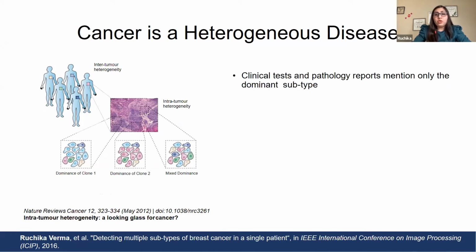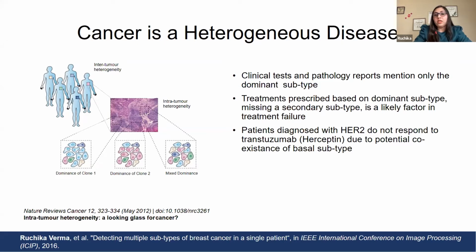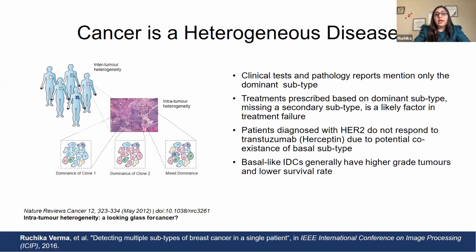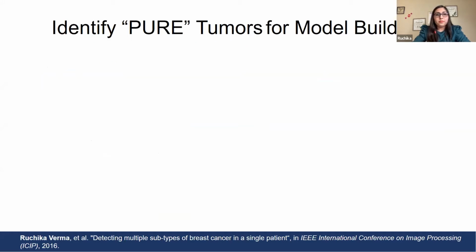Clinical tests and pathology reports usually mention only the dominant subtype, and the treatments are prescribed based on the dominant subtype. Missing the secondary subtype is a likely factor of treatment failure. In breast cancer patients, approximately 25% of HER2 patients do not respond to trastuzumab, which is a commonly used treatment for HER2 patients, because of the potential coexistence of the basal subtype. It is not good to ignore this subtype, although it may be a secondary subtype, because it has a higher grade as well as a lower survival rate. So there is a need to identify the secondary subtype along with the dominant subtype for personalized treatment planning.